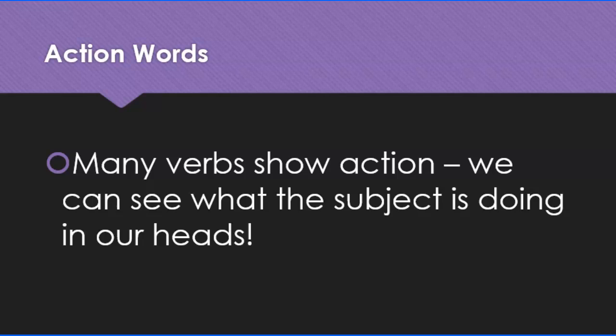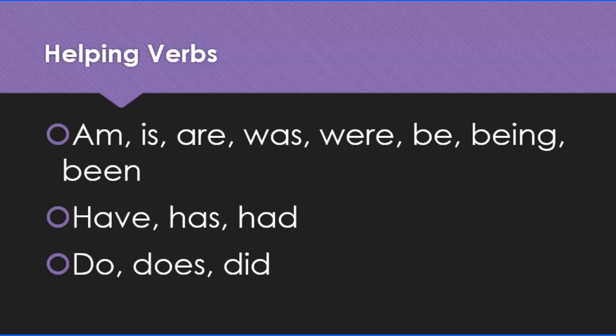So as we've already talked about, many of our verbs show up as action words. We can see what the subject is doing in our heads. So Bob pranced across the floor, pranced. You can see Bob prancing. Bob sang in the shower. We can see Bob singing. Mom baked in the kitchen. We can see Mom baking. Those are super easy, and you shouldn't have any trouble finding those words. But it is the other words that sometimes give us a little bit of a trick.